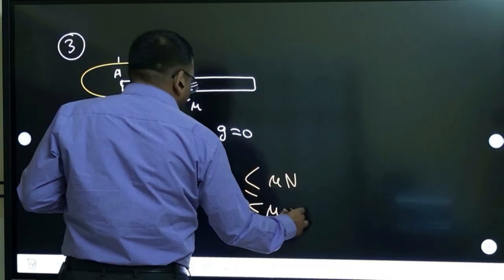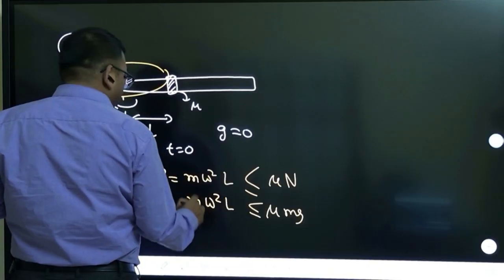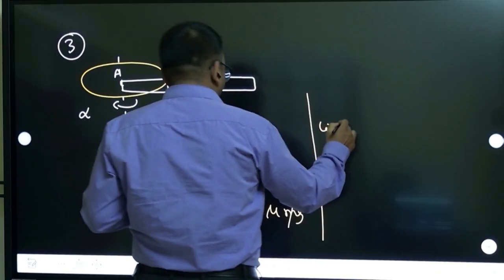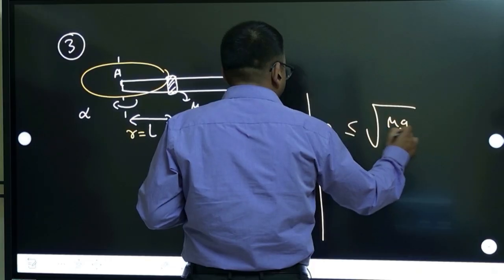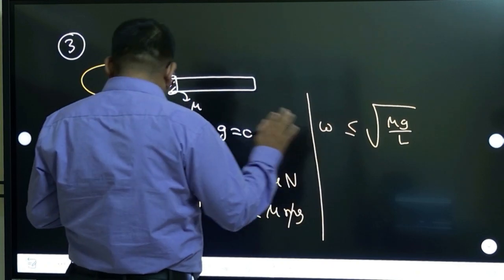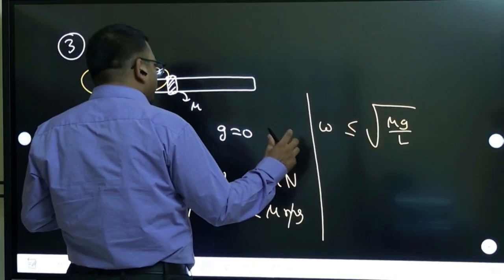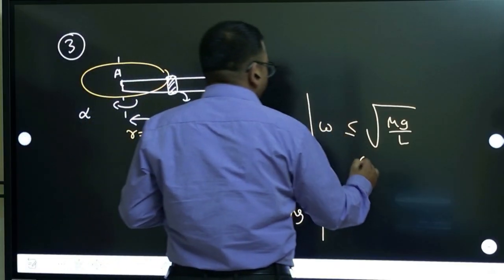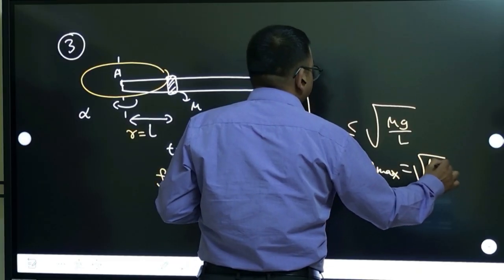So mu into mg, right? Now you apply this condition, m omega square L. So mass gets cancelled. So omega must be less than root under mu g by radius, which is L. Correct? Now we can calculate, or let it keep in this term. Omega has to be less than that. When omega becomes equal to this, it is the maximum omega. When omega becomes equal to this maximum omega, it will start sliding.